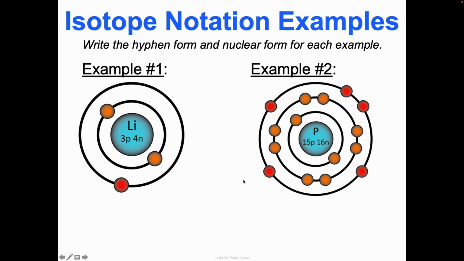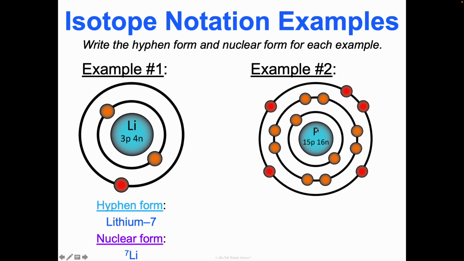Okay, so let's do an example of writing those different types of notation. So first, let's look at this Bohr model of lithium. In hyphen form, we would write the name with the mass number. Mass number is protons plus neutrons. 3 plus 4 is 7. So that would be lithium-7. Nuclear form would just be the superscript of 7 and then the symbol Li.